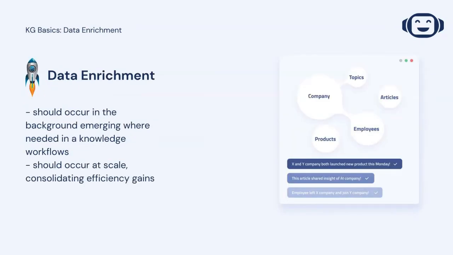First, data enrichment should ideally occur in the background so that enriched data can meet a worker or a team when they need it within their knowledge workflow. Secondly, the impact of data enrichment is magnified when it occurs at scale rather than one-off manual enrichments.